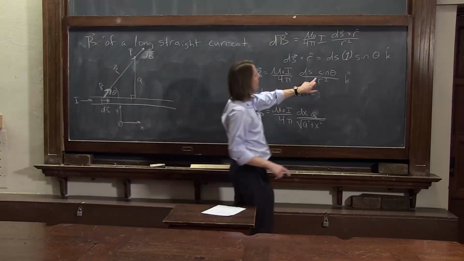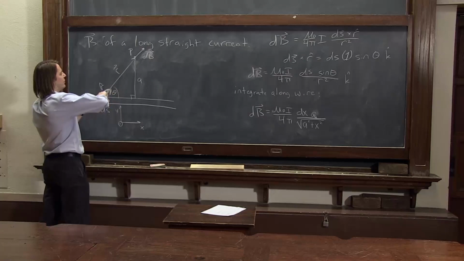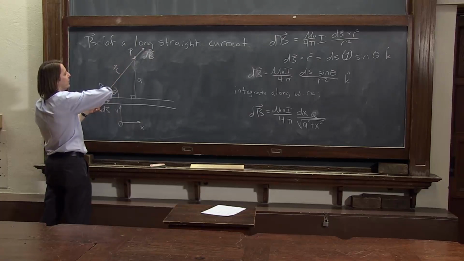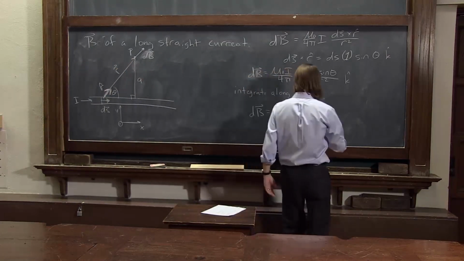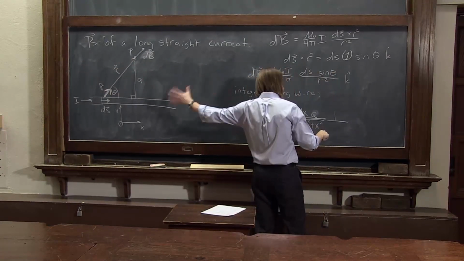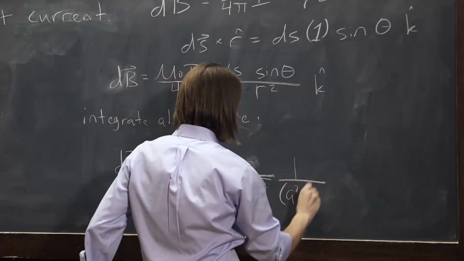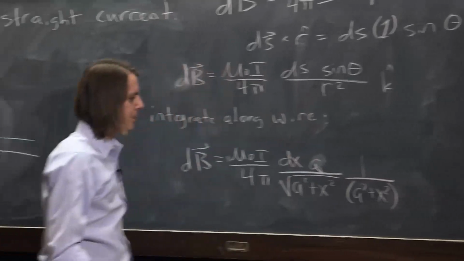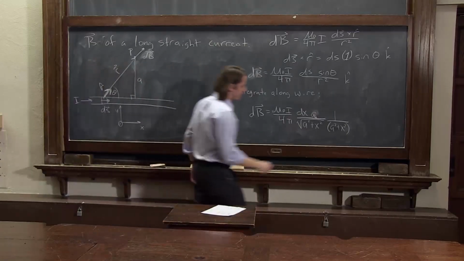And then we have an r squared in the bottom here. R, remember, is really just the magnitude of the r vector. It's really this distance here to here. Well, we just did the Pythagorean theorem, but we can do it again. 1 over the square root of a squared plus x squared, but then it's squared, like that. So you have an a squared plus x squared. Okay? And it's in the k hat direction.